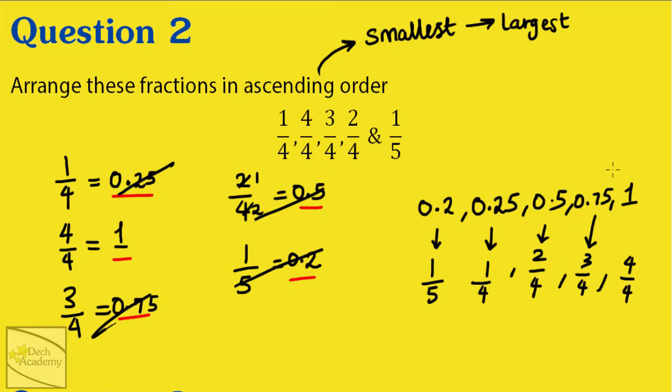A neater way to represent this result is to say, well, 1/5 is less than 1/4, which itself is less than 2/4, which is less than 3/4, which is less than 4/4. But as you can see, we're moving from the smallest to the largest number.